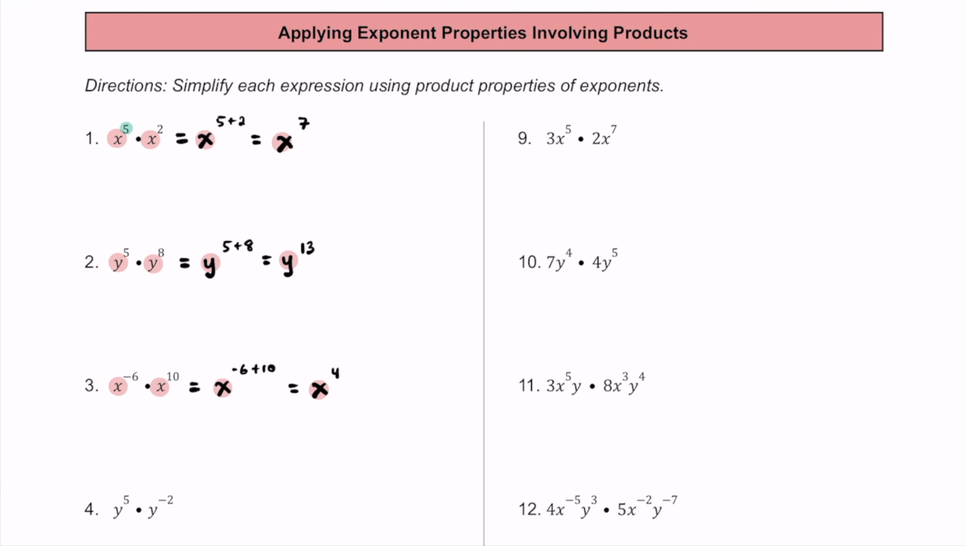Notice how in number 1, we added those exponents of 5 and 2 together to get the 7. We added the 5 and 8 together, and that got us the 13. And then the negative 6 and 10 together, if we added those, we got positive 4.